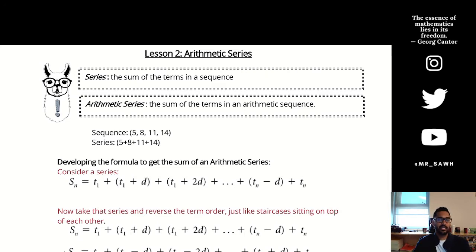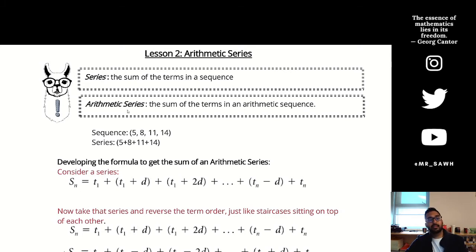Now a series is related to that in such a way that the series means that we're going to take the sum of all the terms in that sequence, whether it's 6 terms, 100 terms, a million terms. We could add up all those terms, and that's what the series would be. We're going to take the sum.